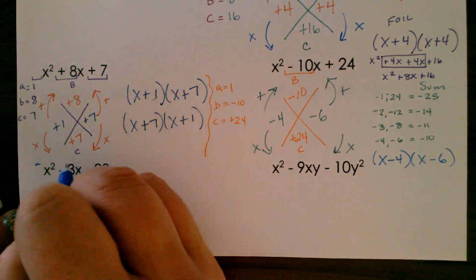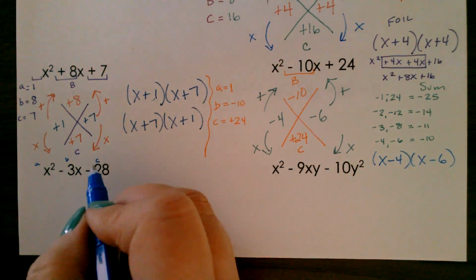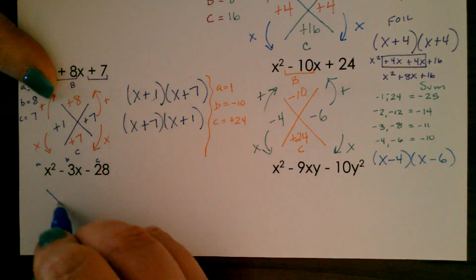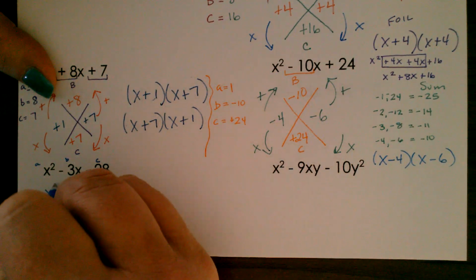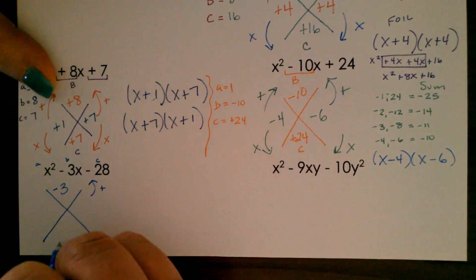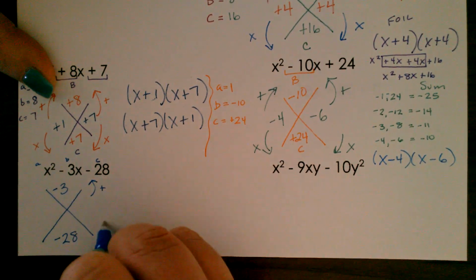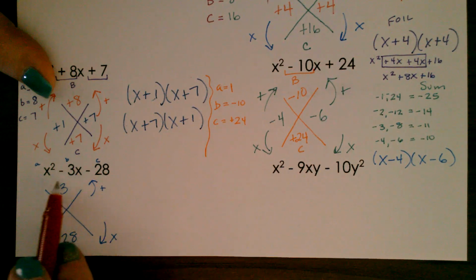Here is my A, my B, and my C term. Be very careful. So I need numbers that will add to negative 3, excuse me, but multiply to negative 28. Well, that tells me two things. When I multiply and I get a negative answer, one number is going to be negative, one will be positive. But my sum is going to be negative.